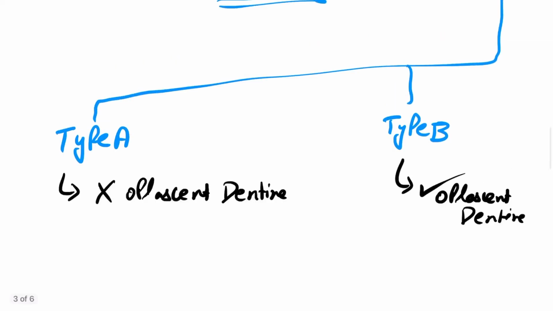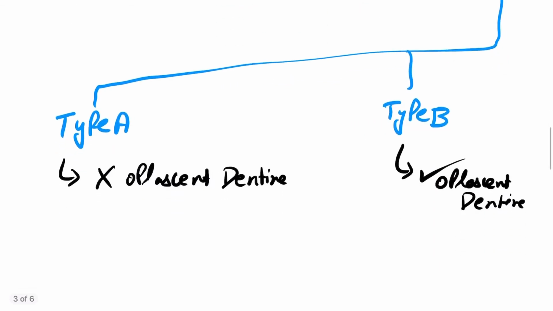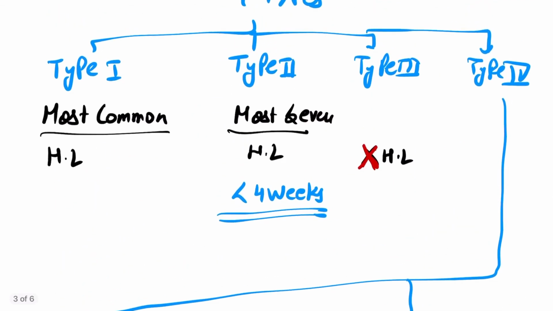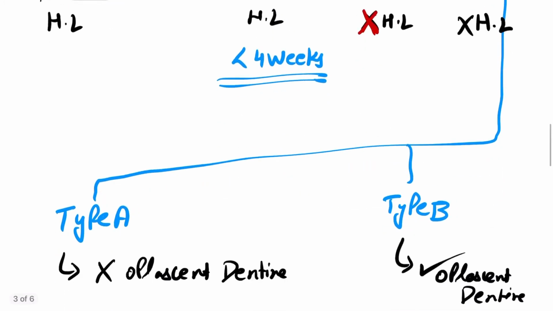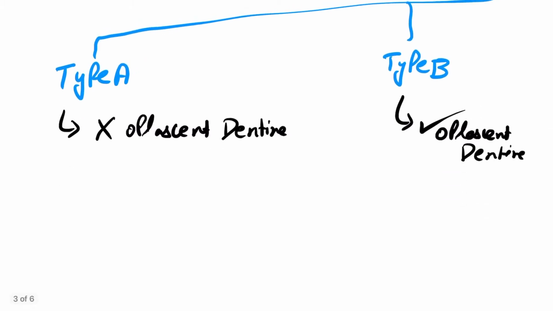So there are 4 types. Type 1 is the most common one. Type 2 is the most severe one. In type 3, there will be no hearing loss. In type 4, hearing will be normal, here also no hearing loss. Further, it is subdivided into 2 types, type A and type B: opalescent dentine in type B, and no opalescent dentine in type A.